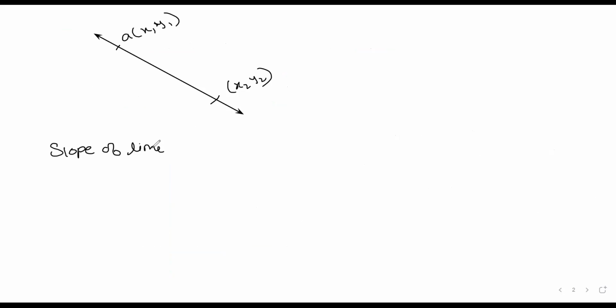But if we know 2 points on line, these are all very important concepts. Suppose I know 2 points on line, (x1, y1) and (x2, y2). Then slope of line, that is m, slope is generally denoted by m, is given as (y2 minus y1) upon (x2 minus x1).